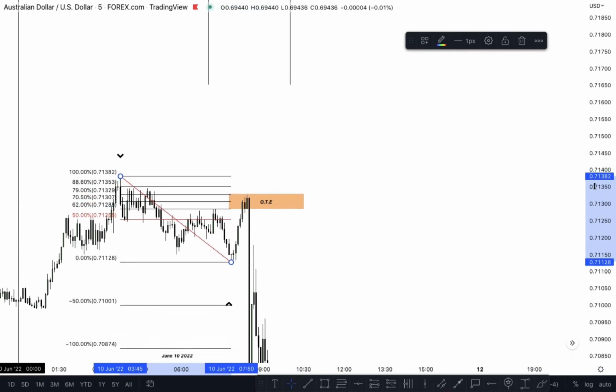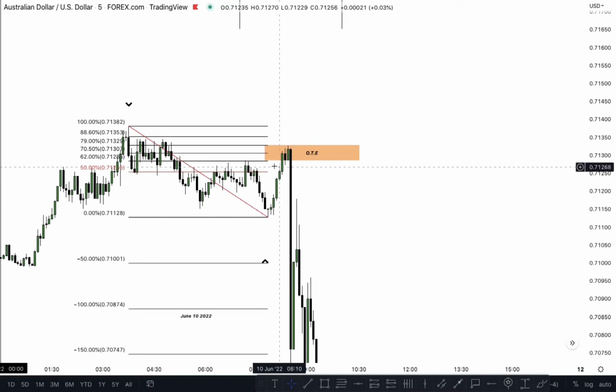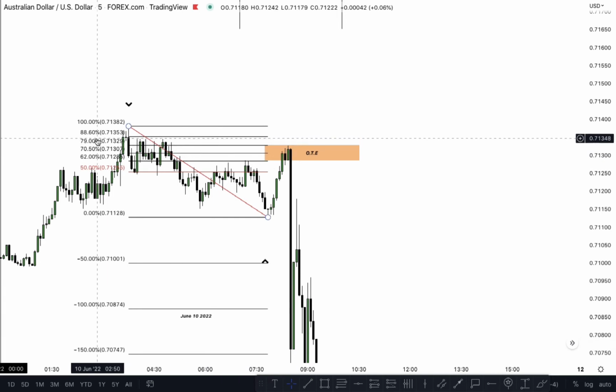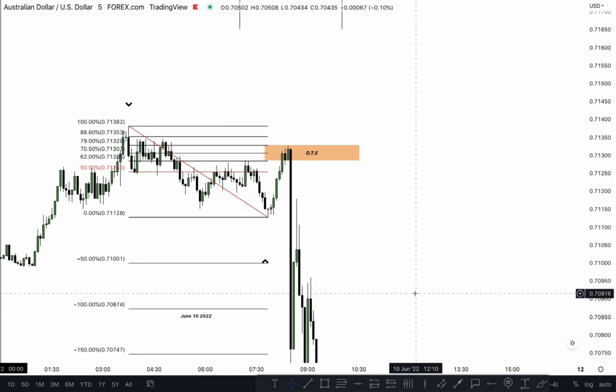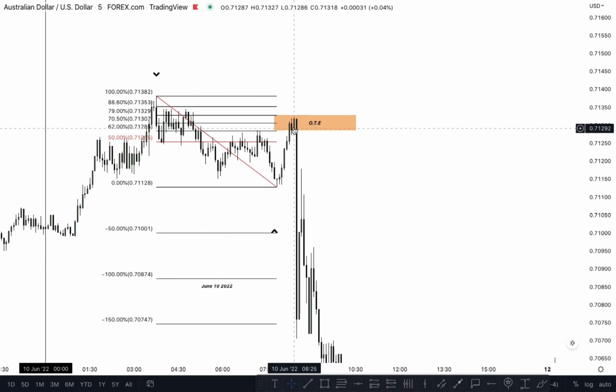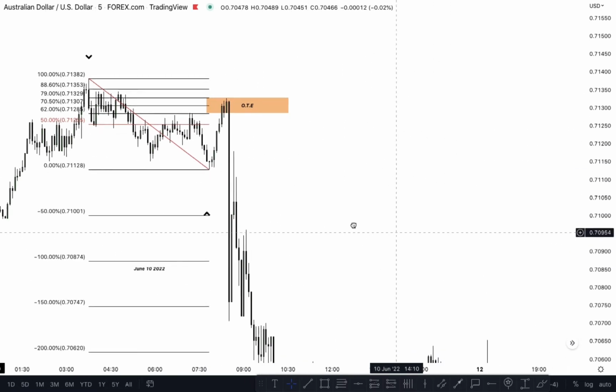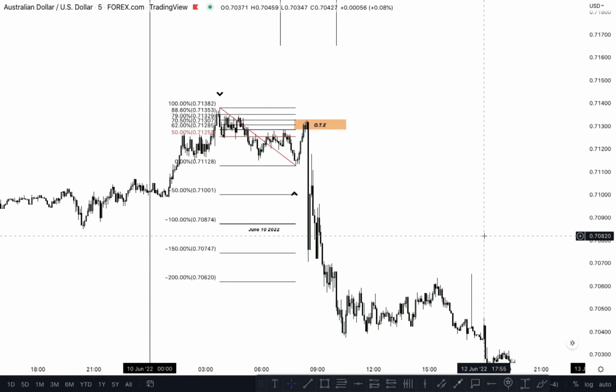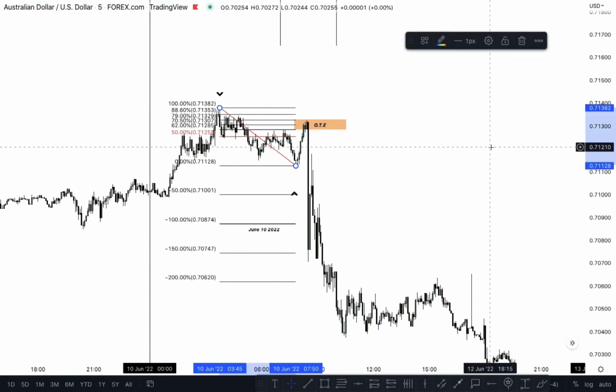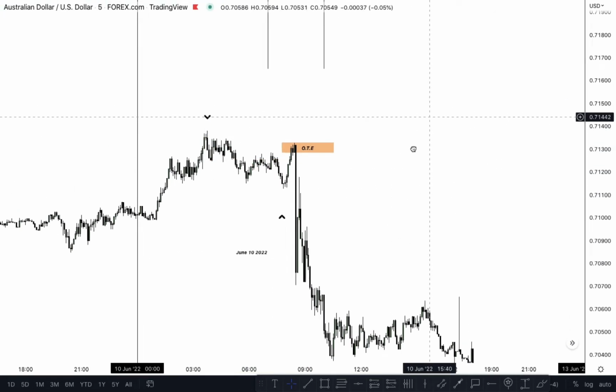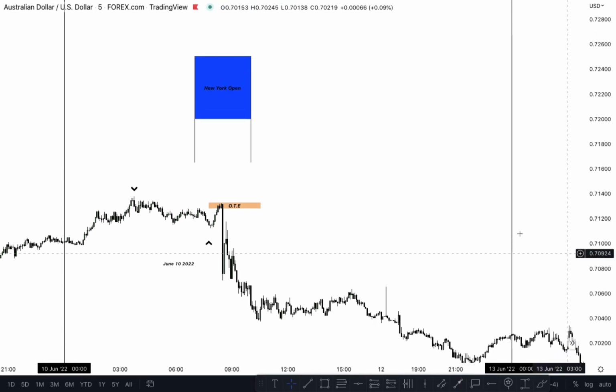Price trades right into the 62% retracement level, all the way up to the 79% retracement level, and sells off drastically, giving us a retracement and then a continuation pattern expansion to the downside. That all occurs during 7 a.m. to 10 a.m. during the New York Open.